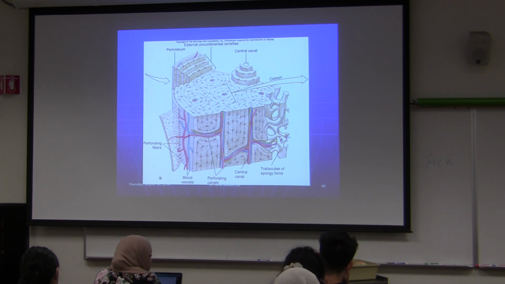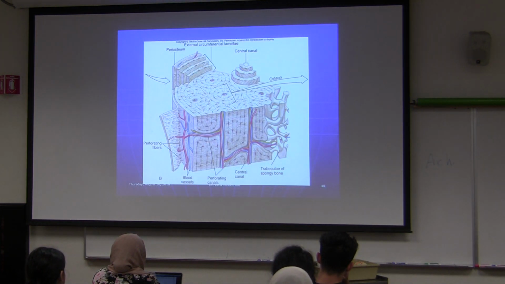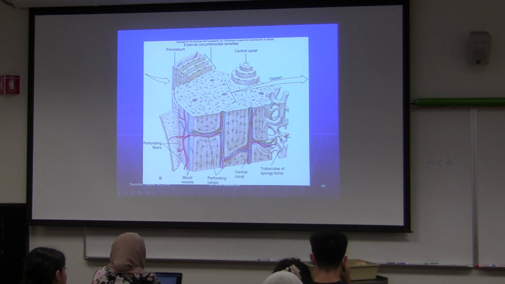Let's go. This is a slide you have in the lab. Quickly, if you look here, this canal is called the perforating canal, and these canals are called Haversian canals or central canals. This is the perforating canal or Volkmann canal. All of these are spelled out in your lab slide description.